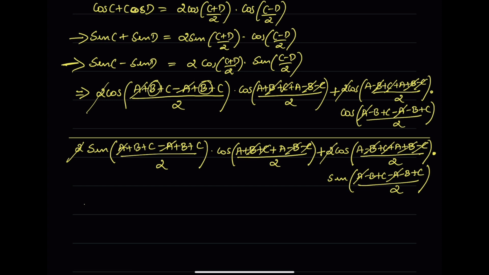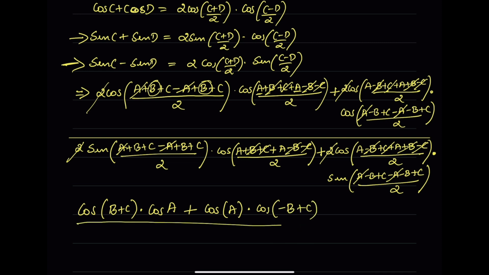So the numerator's first term will be cos of (B plus C) multiplied by cos of 2A by 2, so it is cos A, plus the second term, cos of 2A by 2, so cos A, multiplied by the last term, which is cos of (minus 2B plus 2C)/2, so this will be cos of (minus B plus C). Okay, so the numerator is completed now.